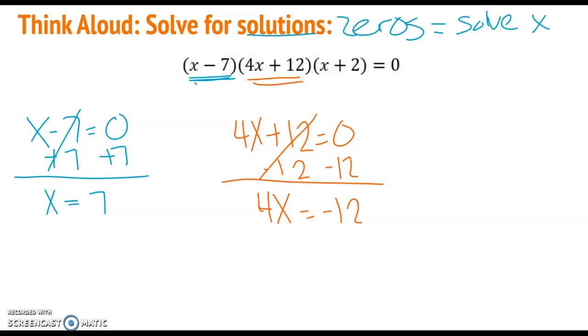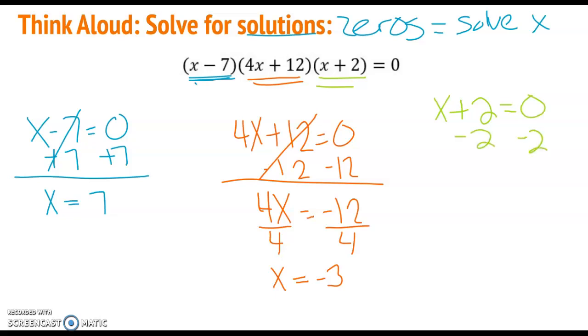I still need to get x by itself, so I need to do the inverse operation. I know they're multiplying, so the inverse operation is to divide, and I'm left with x is equal to negative 12 divided by 4, which does give me a negative 3. And then lastly, I want to grab my last set of parentheses, which is x plus 2. I want to set that one equal to 0. I'm going to solve for x. x is equal to a negative 2.